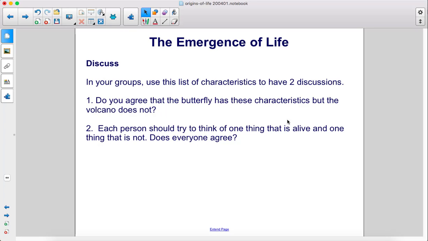In your groups, use this list of characteristics to have two discussions. Number 1, do you agree that the butterfly has these characteristics but the volcano does not? Number 2, each person should try to think of one thing that is alive and one thing that is not. Does everyone agree?